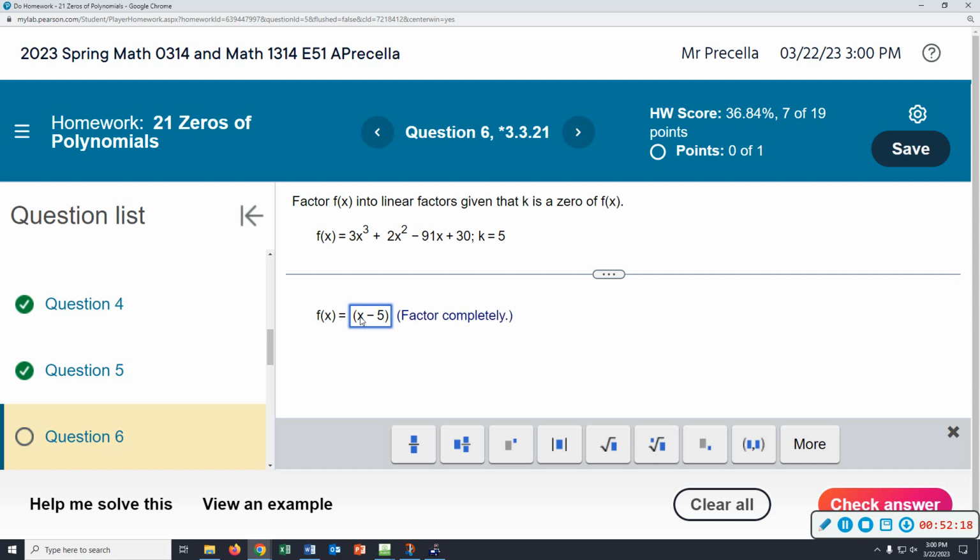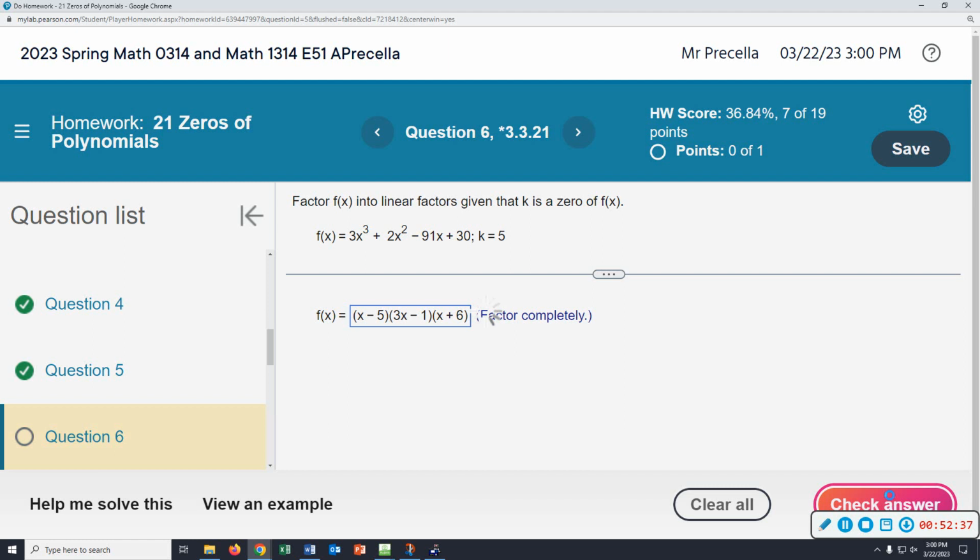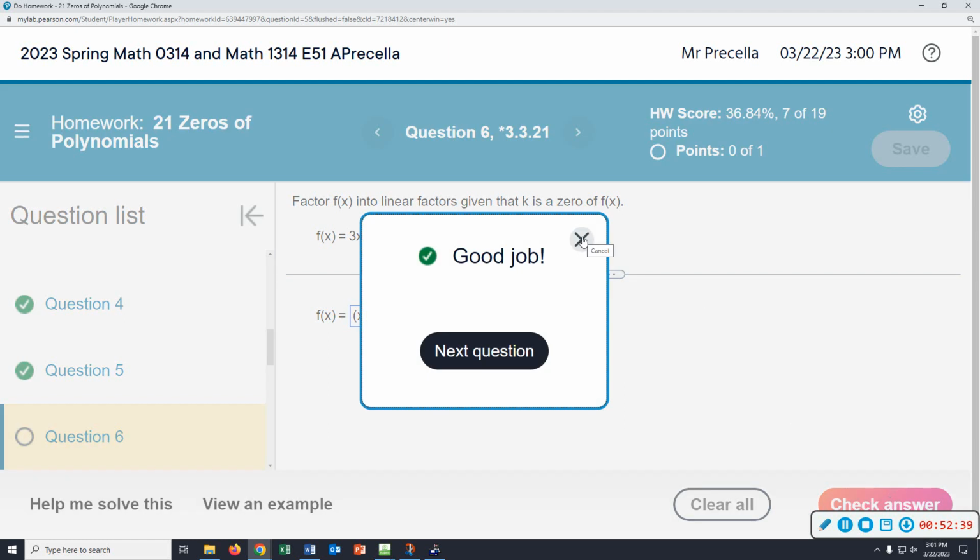Just like when factoring a trinomial, the order doesn't matter. I put the 3x minus 1 before the x plus 6. I could have put the x plus 6 and then the 3x minus 1. I could put the x minus 5 at the end. As long as you have the exact same stuff inside the 3 sets of parentheses, the order in which you type those parentheses does not matter.